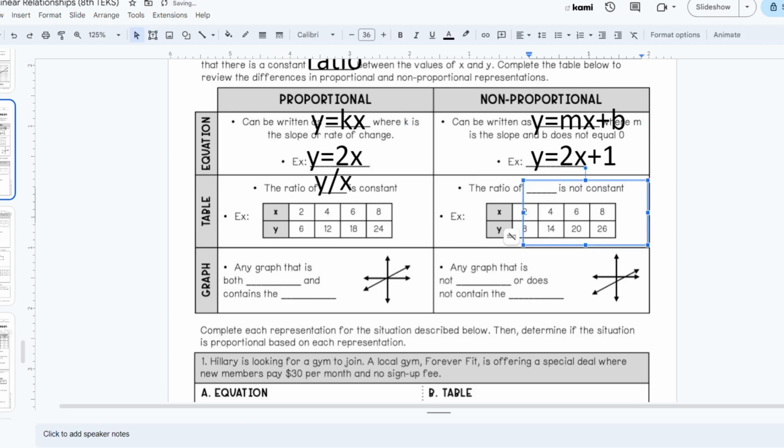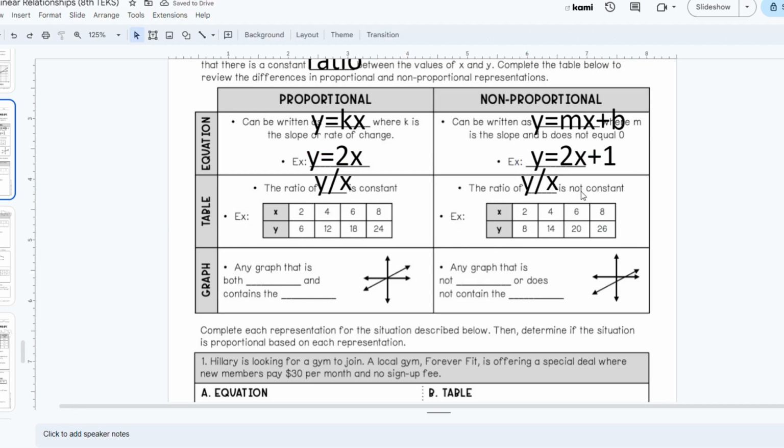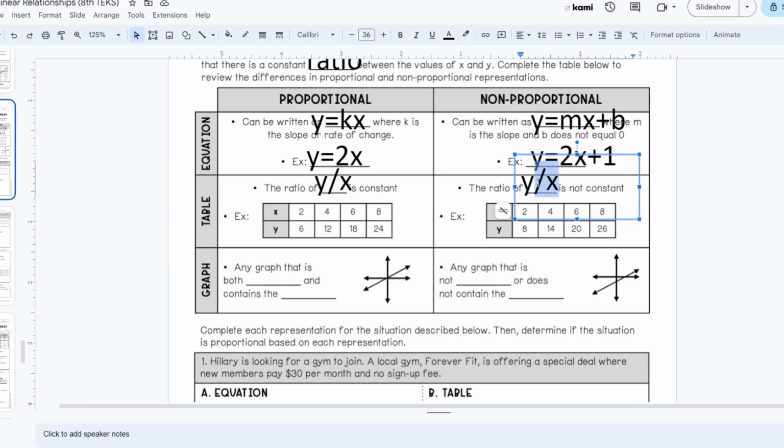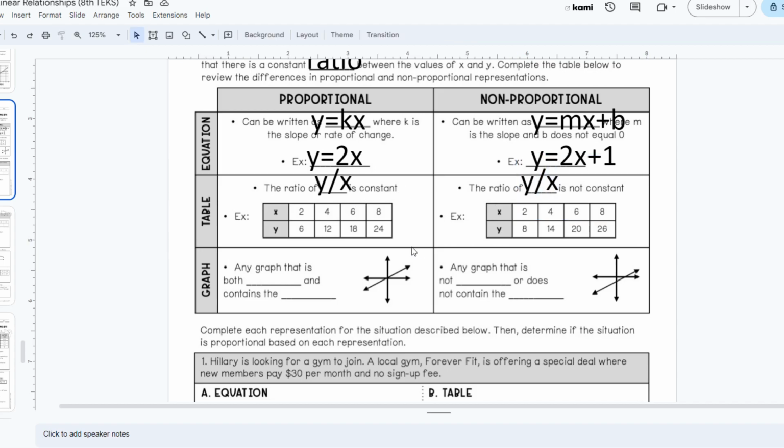This is because it does not pass through the origin point. It passes through some other point. So it's kind of like your y2 minus y1, your rise over your run, but it's just talking about the y value over the x value.